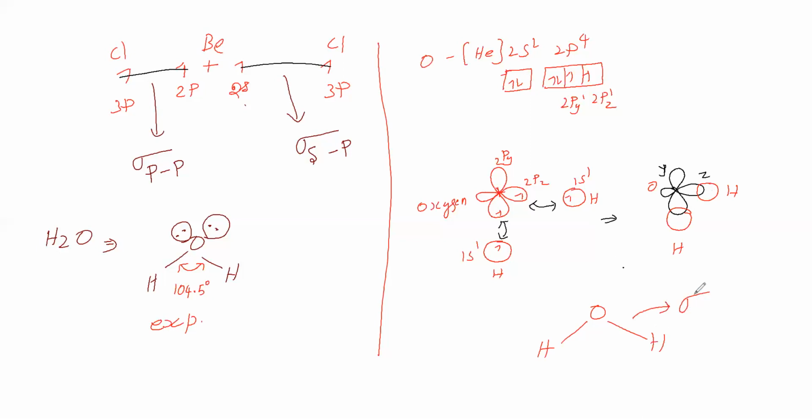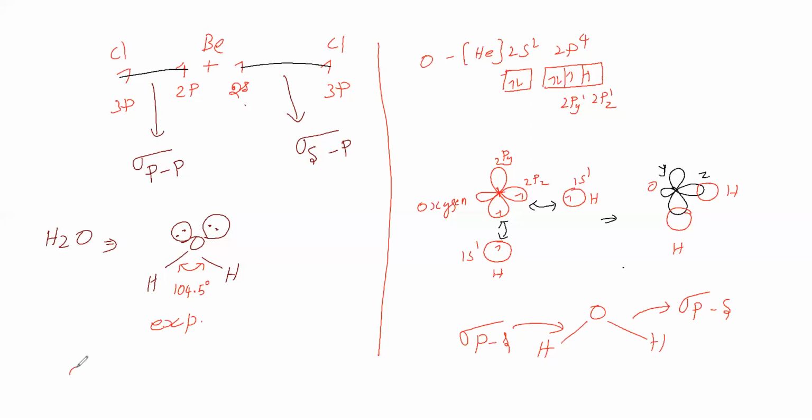This sigma bond is formed by overlapping between which orbitals? The oxygen p orbital and the hydrogen s orbital. This is also a sigma bond, formed by the oxygen p orbital and the hydrogen s orbital. That means both bonds have the same nature as per the pure orbital overlapping concept. That means both bonds will have the same bond length as per the pure orbital overlapping concept.